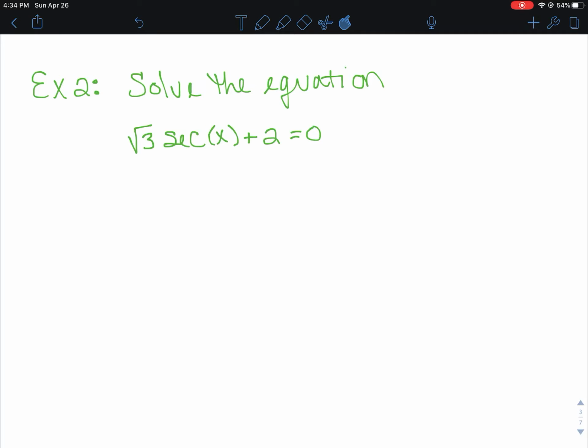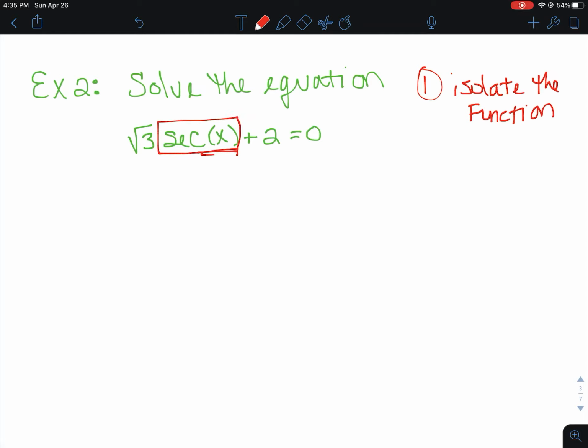So, square root of 3 secant of x plus 2 is equal to 0. That's my equation. So your first step when we solve these without having been given an angle is to isolate the function. And remember, this "of x" isn't multiplication, that's the input for the angle, so this is all one piece, okay? So the first thing that I'm going to do, I see the square root of 3 times secant of x plus 2. I'm going to take away 2 from both sides.